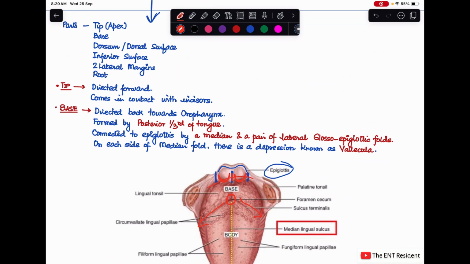This is the posterior one-third of the tongue. And over here, you can see these are the two lingual tonsils. Lingual tonsils are basically an aggregation of lymphoid follicles, and this lingual tonsil forms a part of a lymphoid ring inside us, which is known as the Waldeyer's ring. I have another video which is just dedicated to describing the different structures of the Waldeyer's ring and what is the importance of Waldeyer's ring in our body. So, lingual tonsil contributes to that ring.